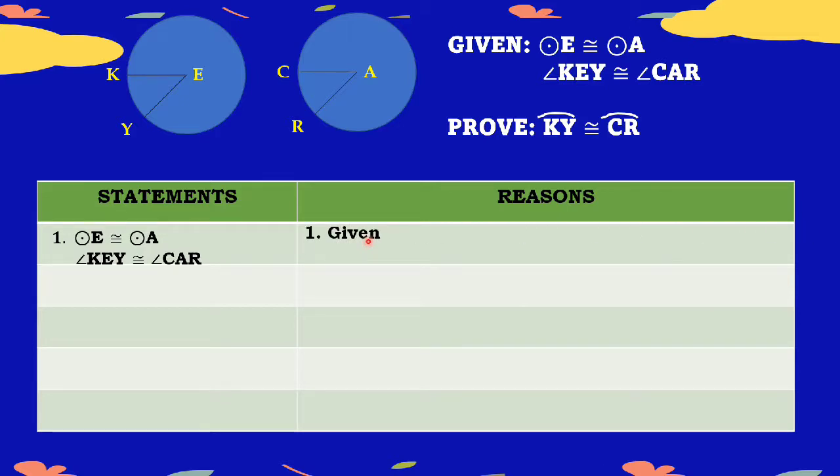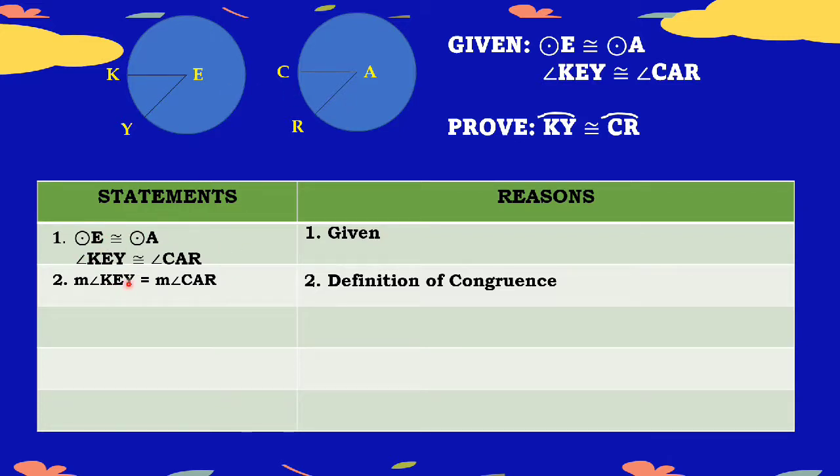Since angle KEY is congruent to angle CAR, then we can say that the measure of angle KEY is equal to the measure of angle CAR. We use here the definition of congruence, in which if the two angles are congruent, then they have equal measures.